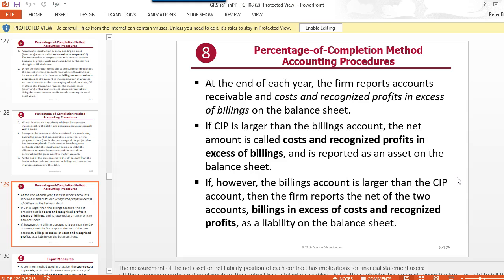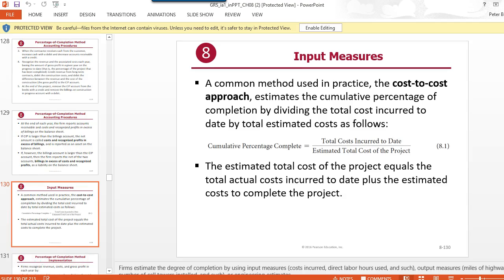If the billings account is larger than the CIP account, or if the CIP account is less than the billings account, then the firm reports the net of the two as billings in excess of costs and recognized profits, as a liability. So in practice, with a problem, you'll see how this works much better.